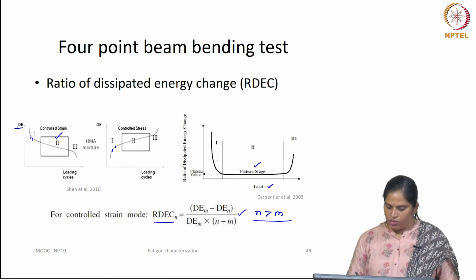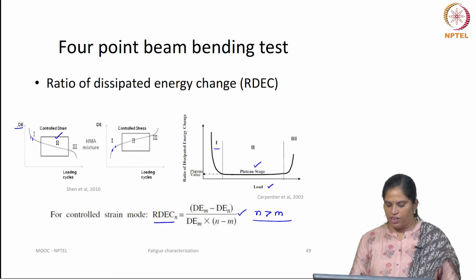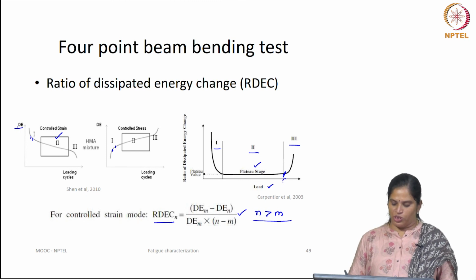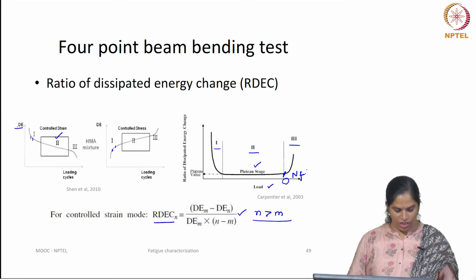Now, you have three phases here, phase 1, phase 2, phase 3. The point where phase 3 starts represents the damage in the bituminous mixture, and we take this as the fatigue life of the bituminous mixtures.